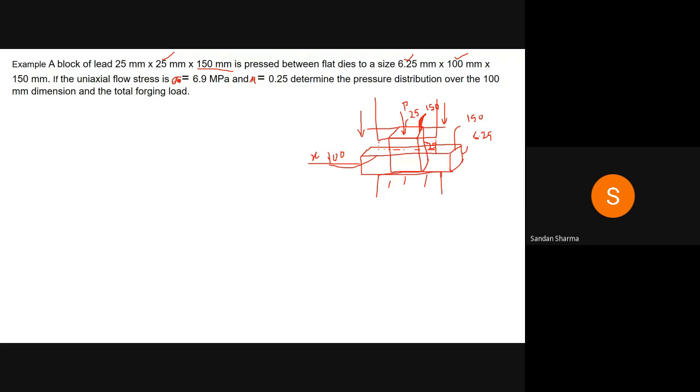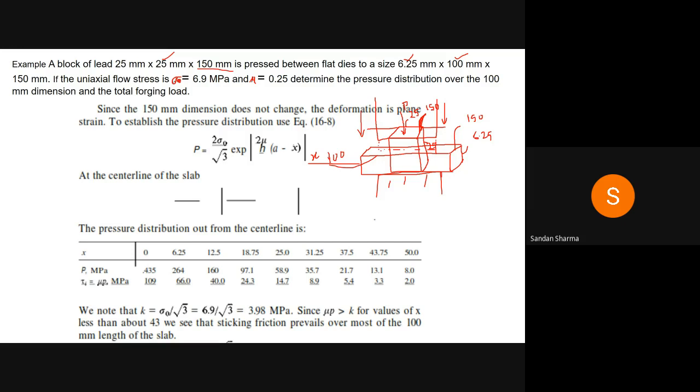Is that part clear to everyone? Yes. I took this from the book: since the 150 dimension does not change, the deformation is a plane strain condition. So to establish this, here is the equation we are considering.